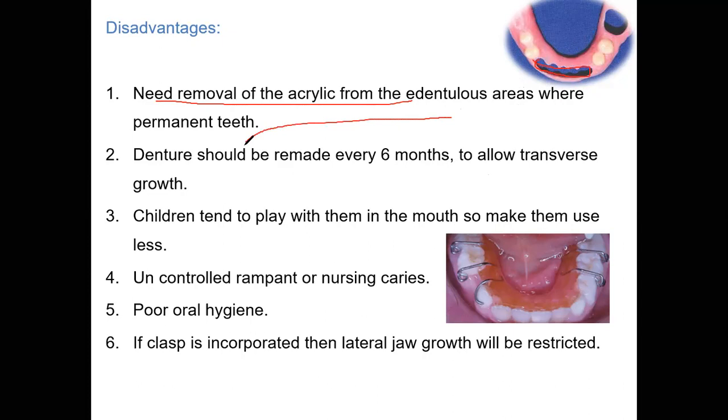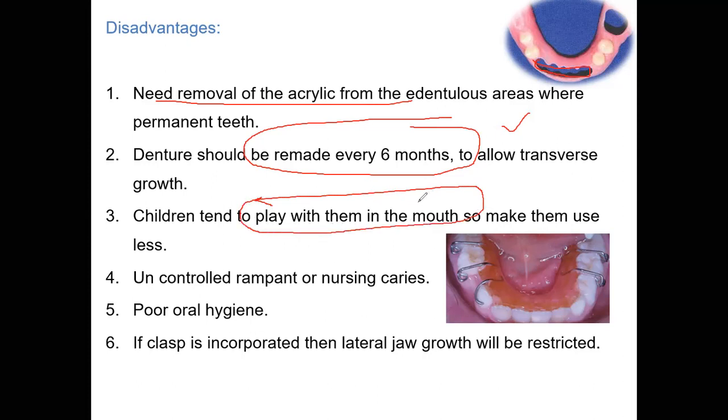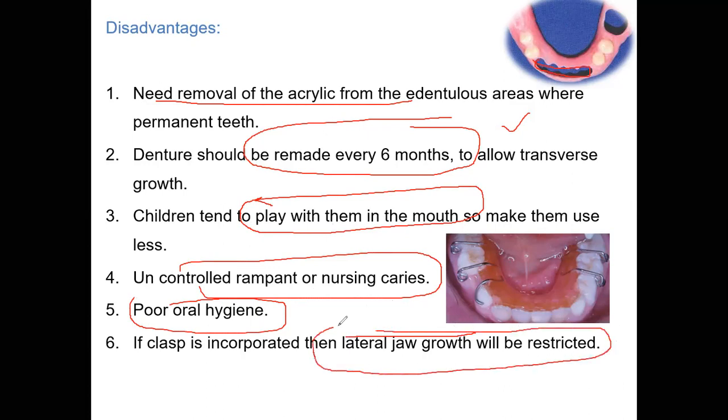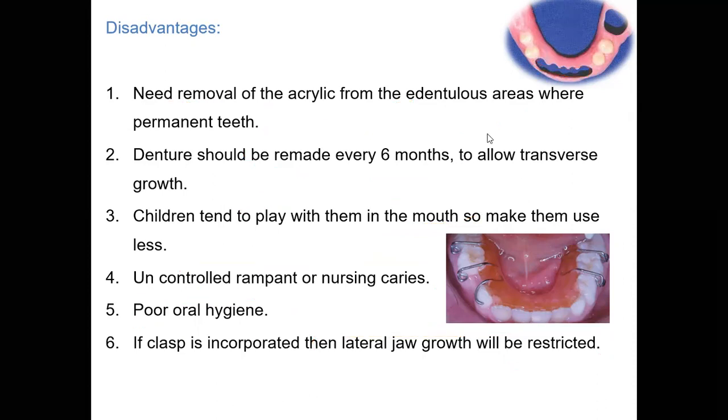Every 6 months, we need to remake another acrylic denture to allow transverse growth. And children always try to play with the space maintainers. They may lose it, they may break it, or they may not wear it properly. Such space maintainers may lead to poor oral hygiene, or they may lead to rampant caries. In case we are giving clasps with these removable space maintainers, these clasps restrict lateral jaw growth. So these are the disadvantages of removable space maintainers.